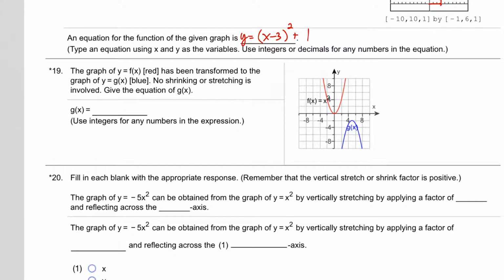Okay, so this one has already been transformed. No shrinking or stretching is involved, so you don't have to worry about the a. But we do see that g is the blue one, and it got moved to the right 5 and down 2, which means that g of x must be (x minus 5) squared and negative 2.